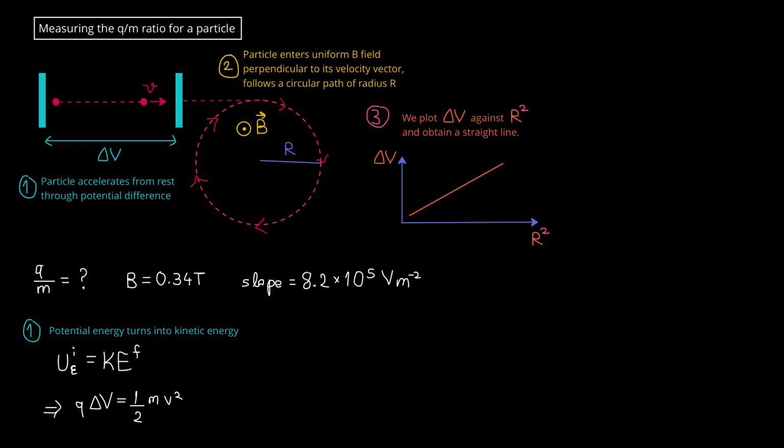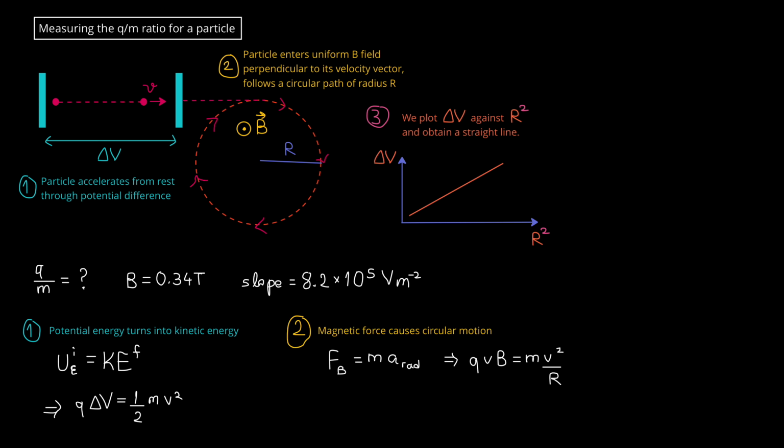Now let's take a look at what's going on as the particle is accelerated through the potential difference delta V. What happens is that the electric potential energy that the particle initially has turns into kinetic energy eventually. So then the initial electric potential energy is equal to the final kinetic energy for the particle. Potential energy is equal to Q times delta V, and kinetic energy is equal to 1/2 mv squared. We set the two equal to one another.